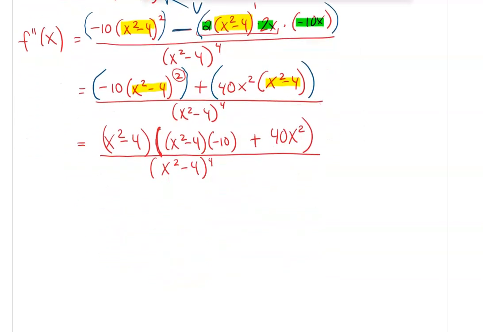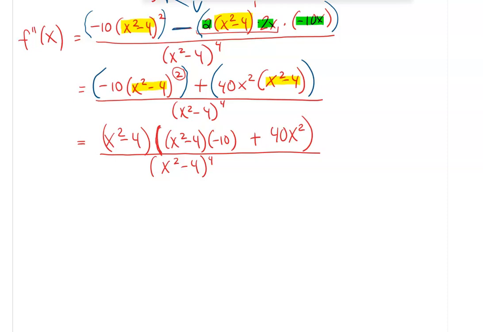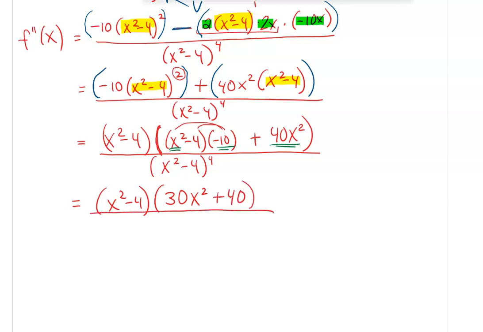So now I'll simplify my numerator a little bit. I can distribute my negative 10 to the x squared and the negative 4, and then combine the 40x squared with the negative 10x squared that I get when I distribute. So in my numerator, I will have x squared minus 4 times 30x squared, from the negative 10x squared plus 40x squared, and then plus 40. So 30x squared plus 40, and all of that is over (x squared minus 4) to the 4th. And then I can cancel out one of the factors of x squared minus 4.